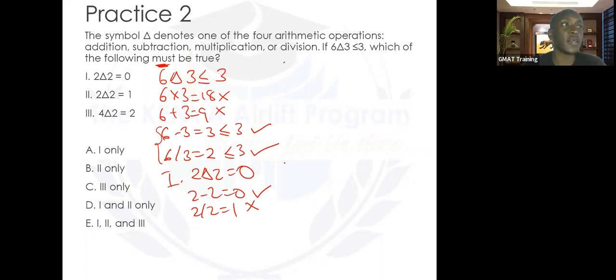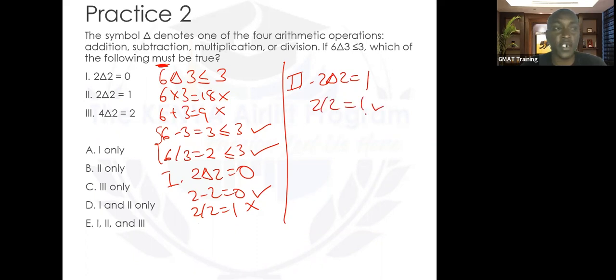We can try statement 2. 2 triangle 2 is equal to 1. 2 divided by 2, that's 1. Satisfies the operation division. 2 minus 2 is equal to 0. Doesn't satisfy subtraction. Therefore, statement 2 must not be true, and we eliminate statement 2.